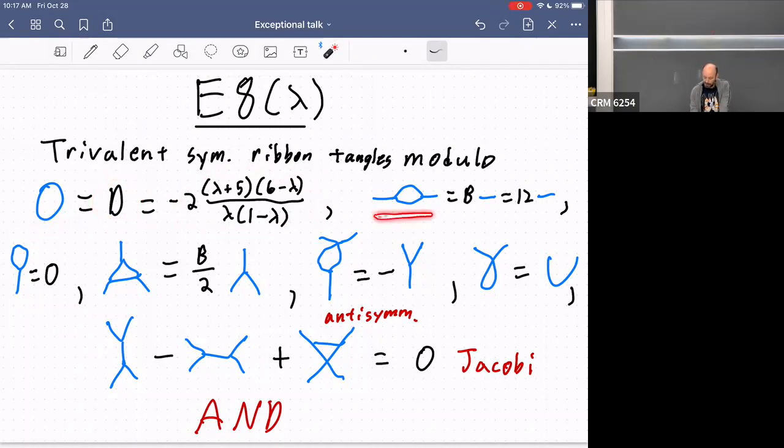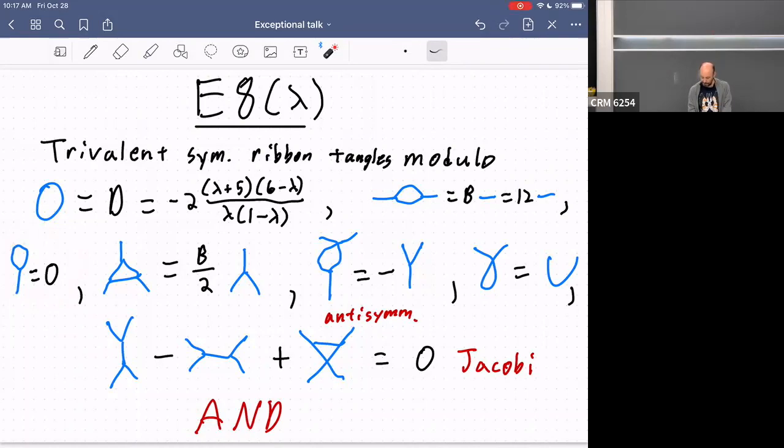The bigon should be some multiple of the strand. You can always just rescale the trivalent vertex to change that constant. So you could make it 1. For stupid reasons, we're going to make it 12 instead of 1, but that's not important. Okay. The lollipop should be 0.